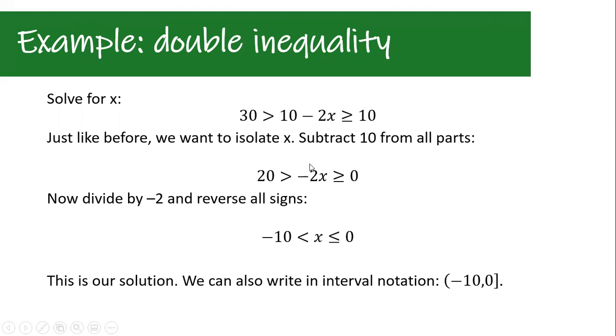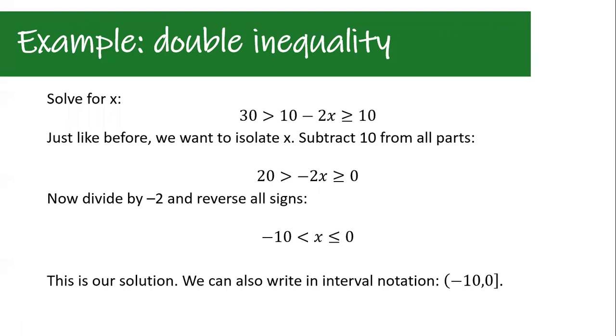And now we need to get rid of that -2. So we're just going to divide by -2. Since we divided by a -2, our signs switch direction. The equals remains on this one and doesn't ever stay on that one, but the directions change. So when we divide by -2, we end up with -10 is strictly less than x is less than or equal to 0. This is our solution. X has to be between 0 and -10, or -10 and 0.